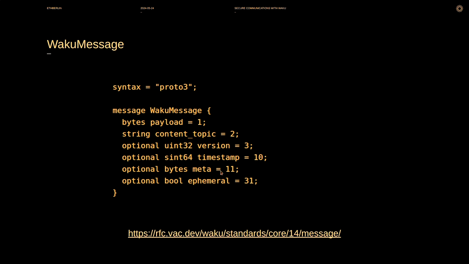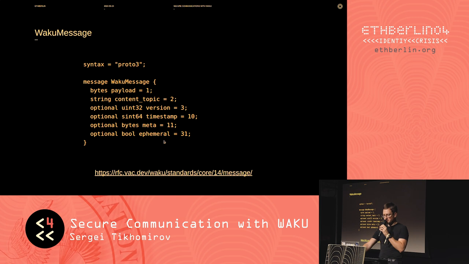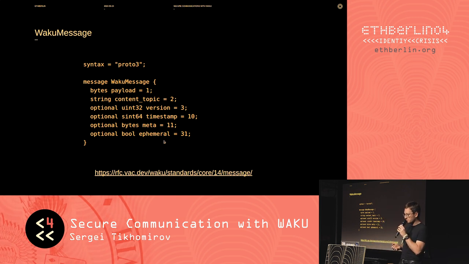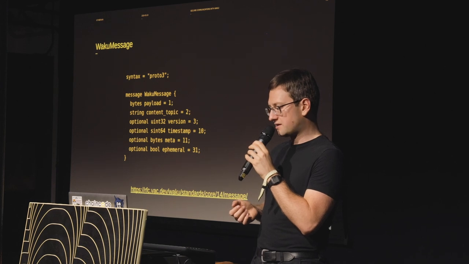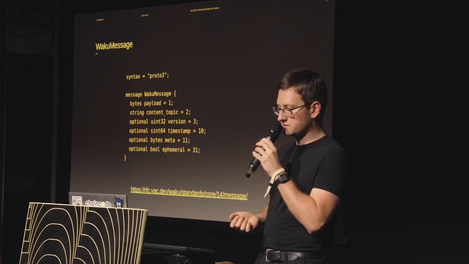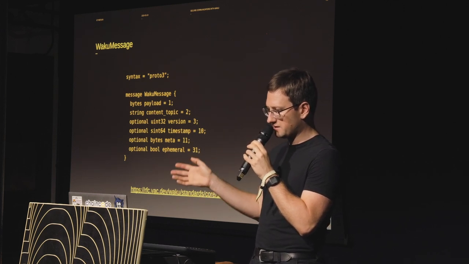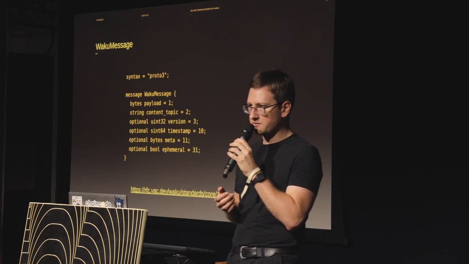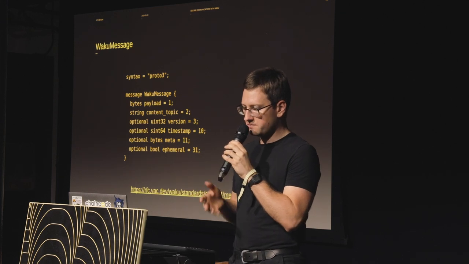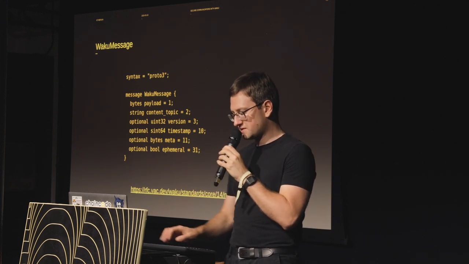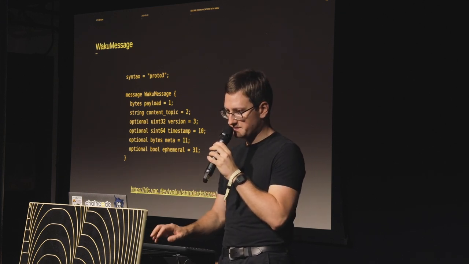The meta field allows you to specify some more application-specific data, and the Boolean flag ephemeral signifies whether the message should be stored in the context of the store protocol or not. We don't give guarantees. It's more of a recommendation for nodes, but if we assume that a node is well behaved, if the message is ephemeral, it will just be relayed and forgotten about. If it is not ephemeral, it will be stored for some time, on the order of hours, perhaps.